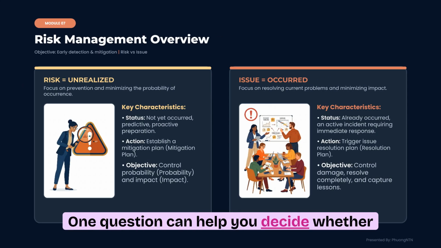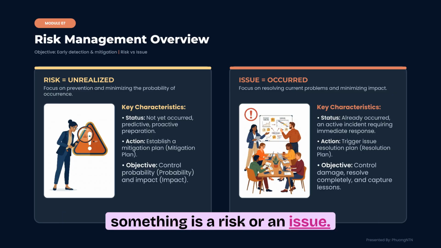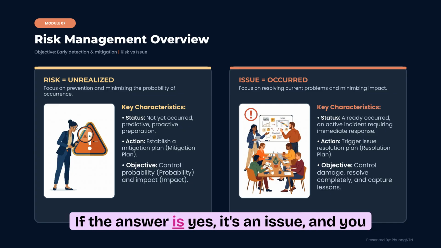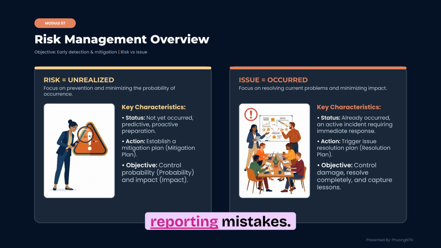One question can help you decide whether something is a risk or an issue. Has it already happened? If the answer is no, it's a risk, and you should prepare a mitigation plan. If the answer is yes, it's an issue, and you need a resolution plan. Asking this question first prevents many reporting mistakes.